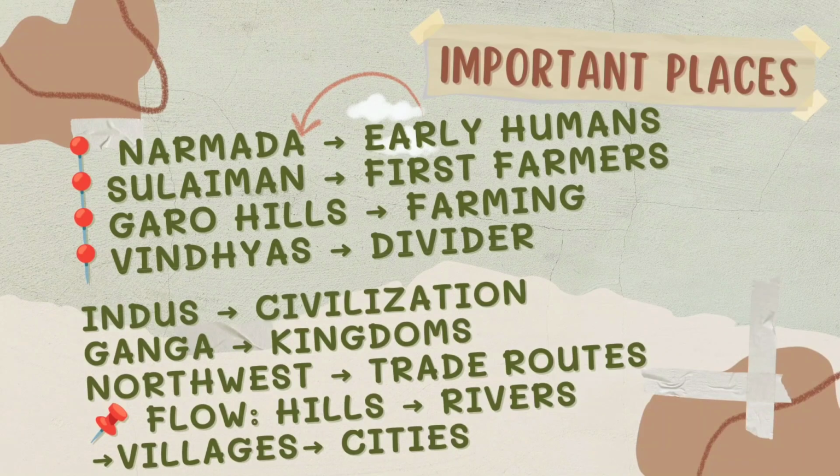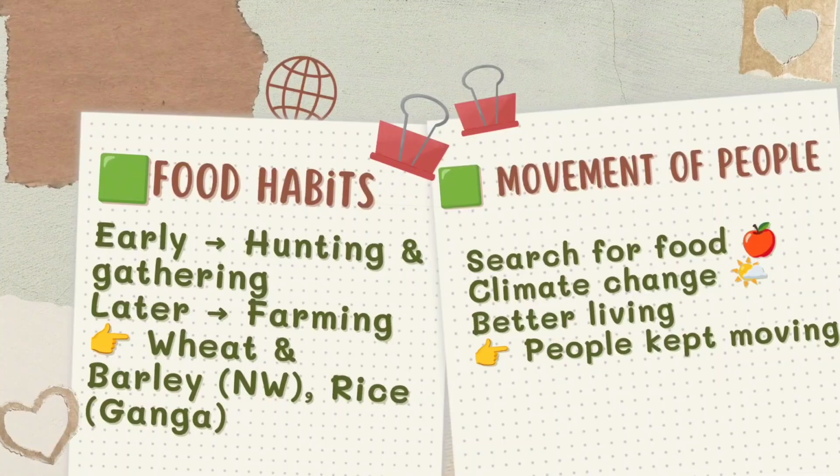Vindhyas, they act like a natural divider between north and south. Indus River, early civilization developed here. Then Ganga Valley. Later, this became very important for kingdoms. And the northwest region was like a gateway for people entering India. So overall flow is very simple. First hills, then rivers, then villages, then cities.